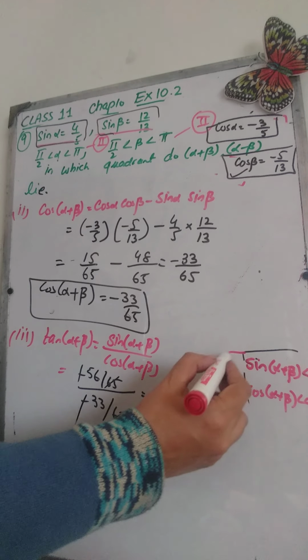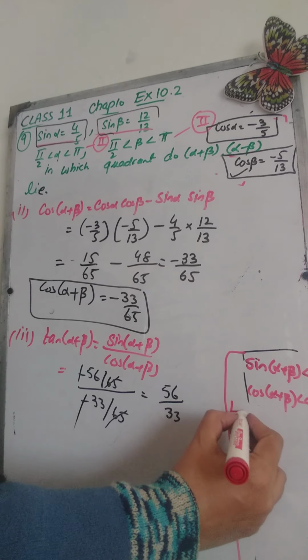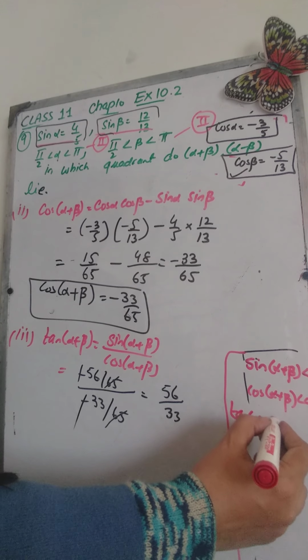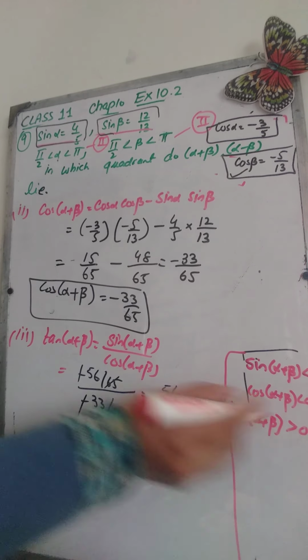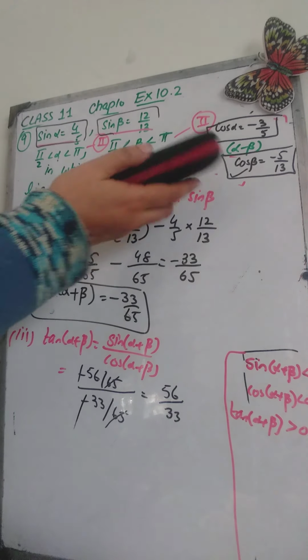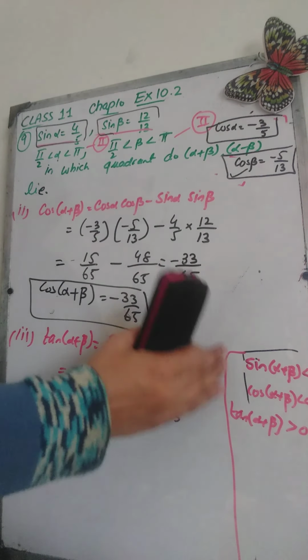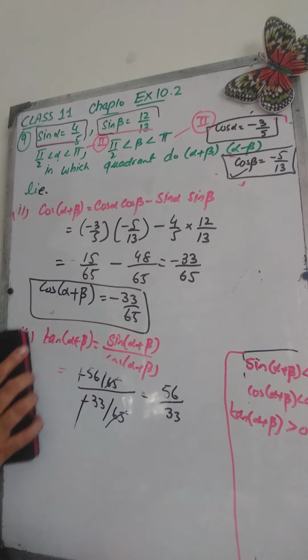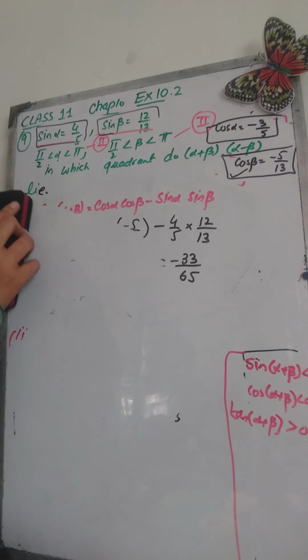So note down that tangent of alpha plus beta is a positive number. Okay, tangent of alpha plus beta is greater than 0 from this information. Now let's do the remaining parts. Let's get some information about alpha minus beta. These things are enough to decide the sign of alpha plus beta. Now let's move to the next part.